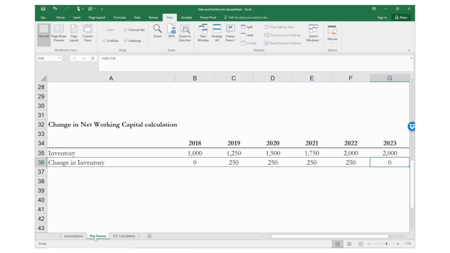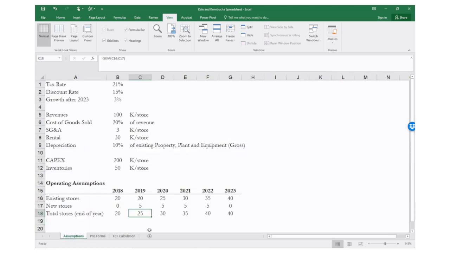Then by 2023, I'm not growing anymore. There is no more investment in inventory. And you see that in the assumptions, I have 5 new stores over 4 years, then none. Well, then there's no increase in inventory in that year.